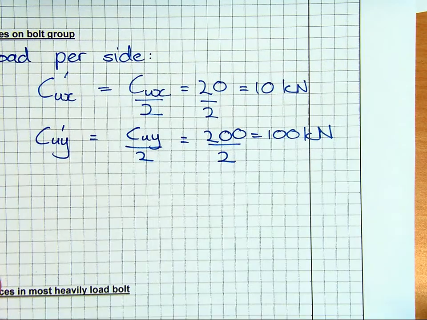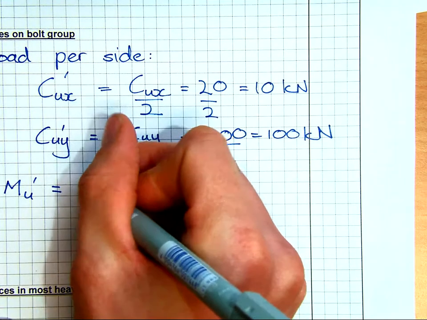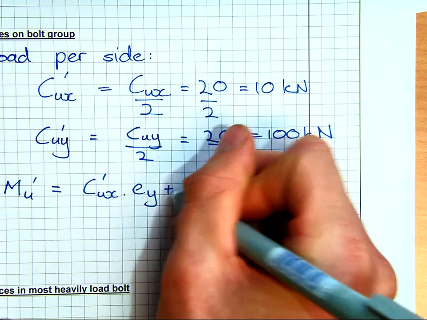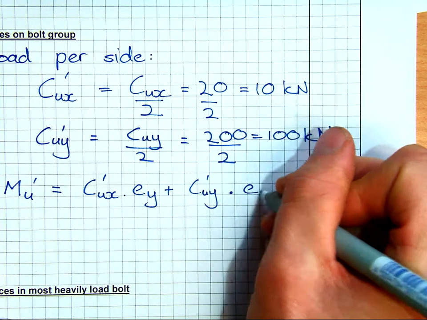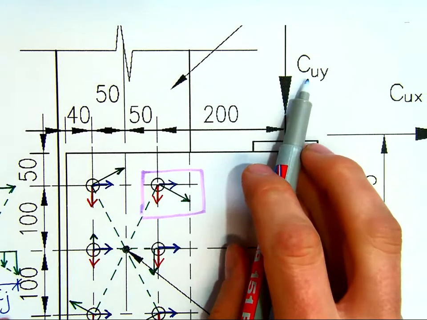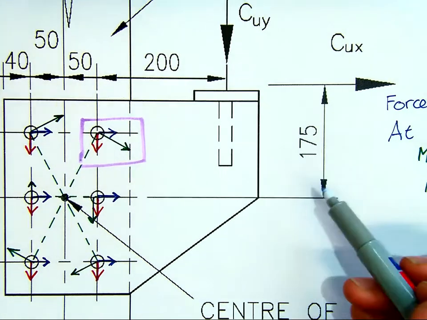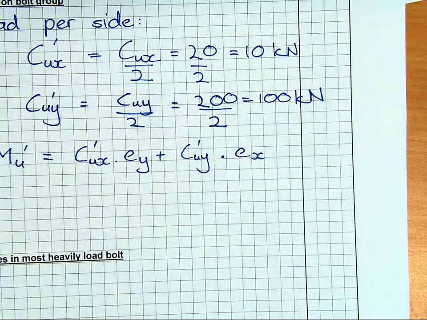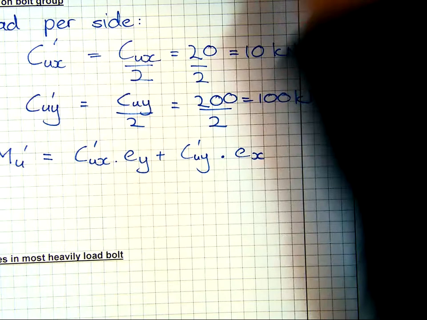And then the same, we need now a moment about the center of rotation. I'm just calling per side. This is to do with the horizontal component at its vertical offset plus the vertical force times its horizontal offset. So we must make sure of that, so that when we are looking at this, I've got a CUY value which is acting at 200 plus 50, and then a CUX acting at 175. So from the center of rotation to the force.